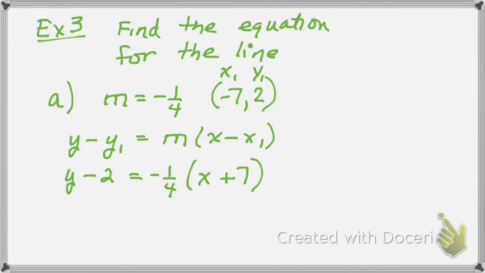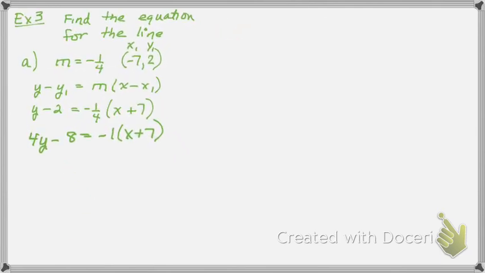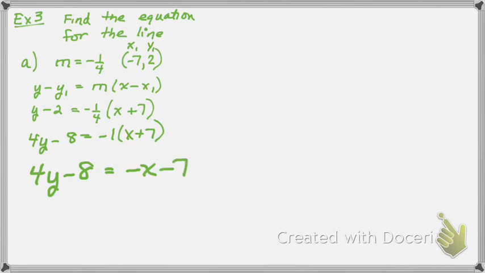Okay, so what can I do to get rid of the fraction here? Take everything times a 4? If I take every term times 4, remember this is a complex term and I just need to multiply by a 4 once. So I'm going to have 4y minus 8 equals -1 times x plus 7. See what I did with the 4's there? This 4 cancels when I multiply by 4. Now if I multiply by that -1, I'm going to have a -x minus 7.